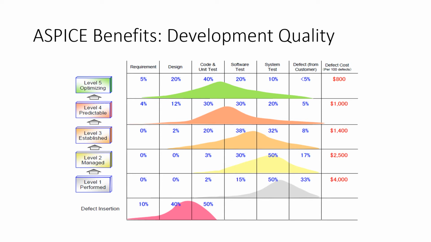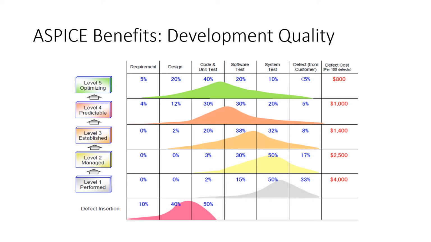At level 0, it is defects. The defect injection may end up consuming all your budget; by coding and unit testing time, you may have used up your budget. At level 1, a defect costs you around $4,000. At level 2, around $2,500, level 3 costs you $1,400, level 4 costs you $1,000, and level 5 costs you $800.